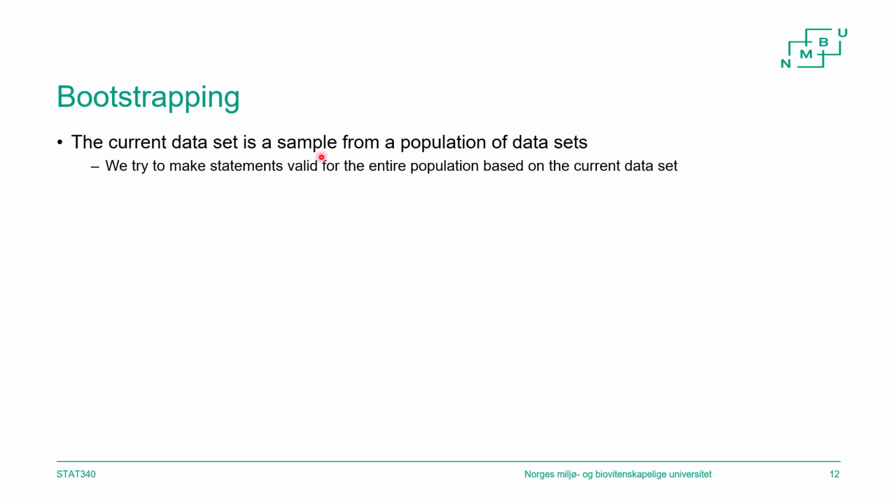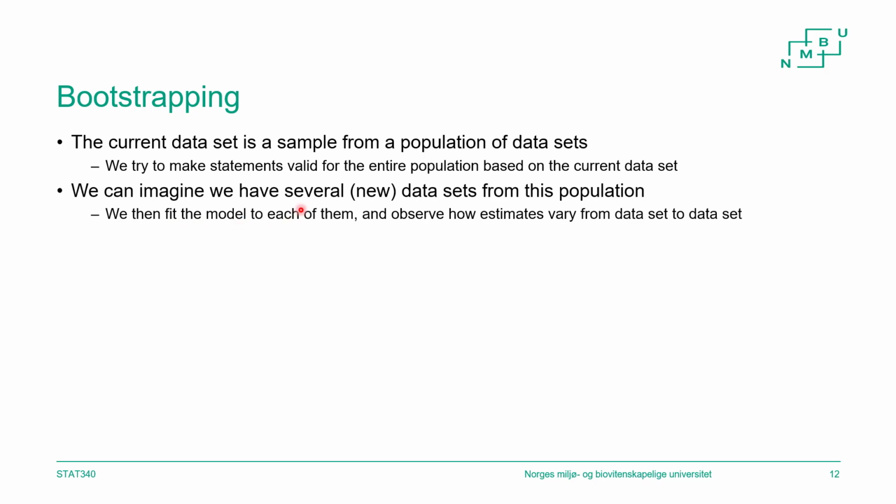The current dataset we should always look upon as a sample from a population of datasets, right? Whenever you have collected some data, you should think that I collected this dataset, but I could have collected many other datasets if I just repeated this. And of course, what we try to do when we do all this hypothesis testing is to make our statements valid for the entire population of datasets, not only the current dataset. We have stressed this before.